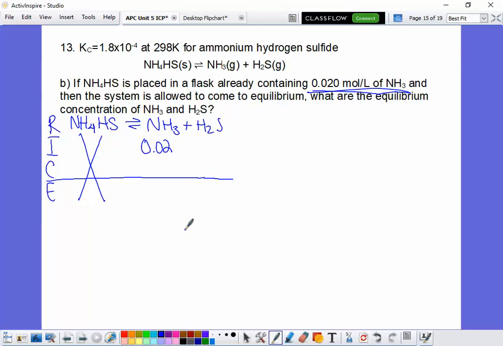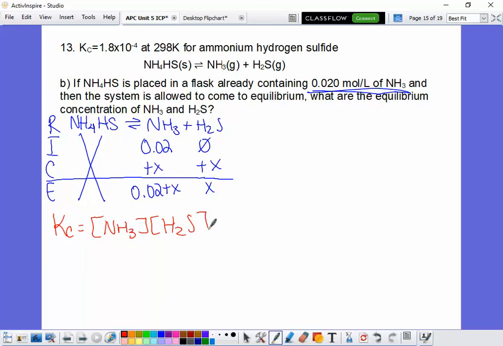How much H2S do we have initially? 0. We still have none of it. So my changes, we're still going to proceed towards the right because we still need to make some of it. Okay, so this is still going to be plus x plus x. But how far it needs to progress towards the right, that will change. So x is going to be a different value than it was in 13a. Because we don't have to go as far to the right to reach equilibrium because there's already some NH3 there.